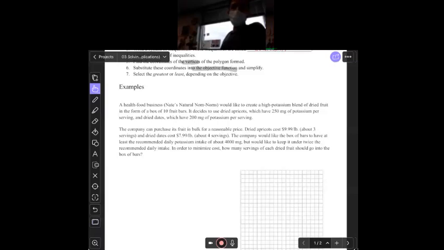The company would like the box of bars to have at least the recommended daily potassium intake of about 4,000 milligrams. I'd like to keep it under twice the recommended daily intake. In order to minimize cost, how many servings of each dried fruit should go into the bars?